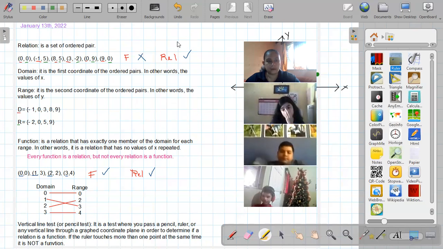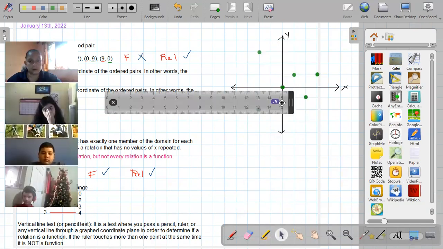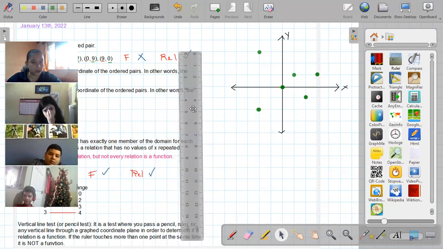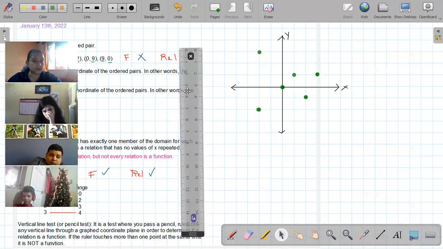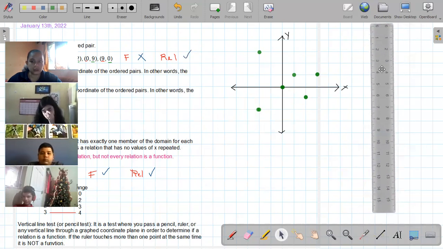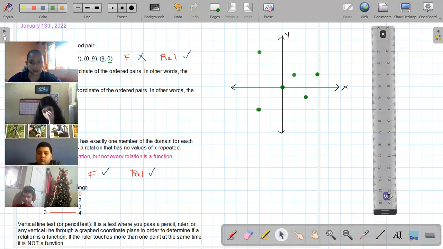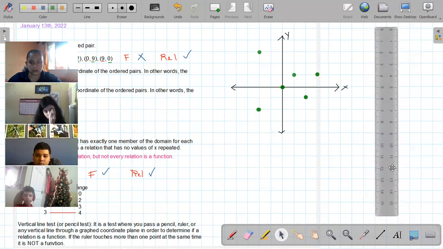Got my ruler there. I need my ruler to be vertical, okay? So it has to be a ruler or a pencil. As you can see, my ruler is vertical. Not completely, not quite. There. Now it is completely vertical. And I'm going to cross my ruler through the coordinate plane.